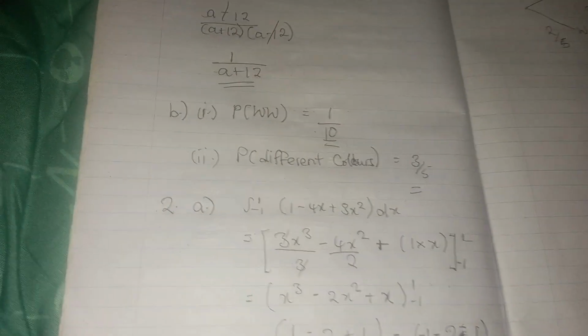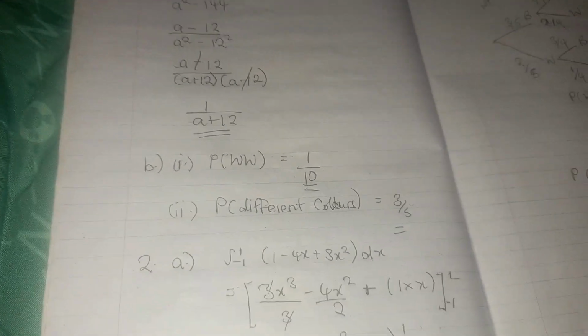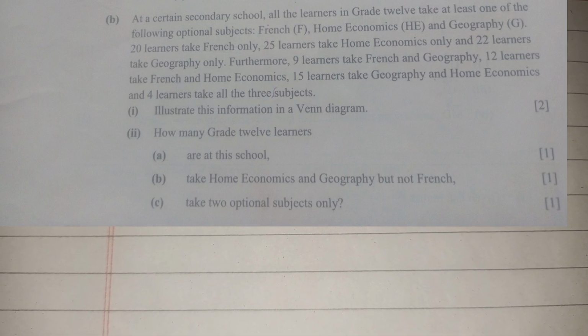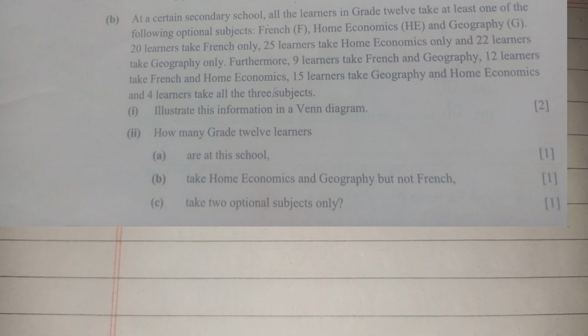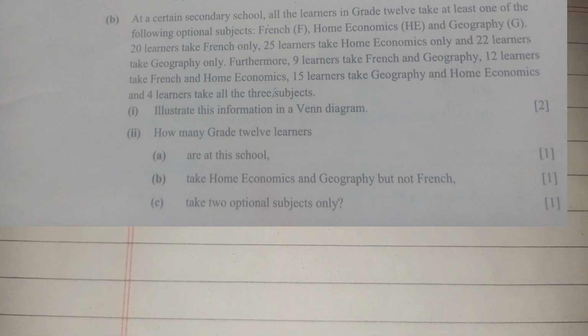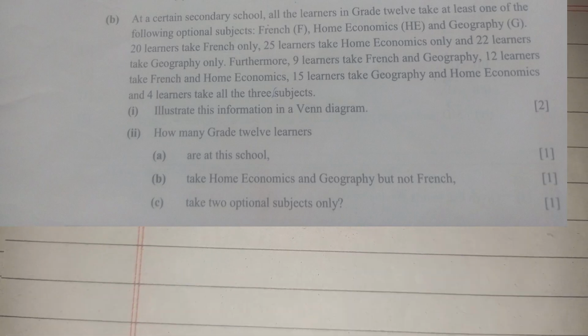So the next question is a question on sets. It reads, at a certain secondary school, all the learners in grade 12 take at least one of the following optional subjects: French, home economics, and geography. 20 take French only, 25 take home economics only, and 22 learners take geography only. Furthermore, 9 learners take French and geography, 12 learners take French and home economics, 15 learners take geography and home economics, and 4 take all the 3 subjects.